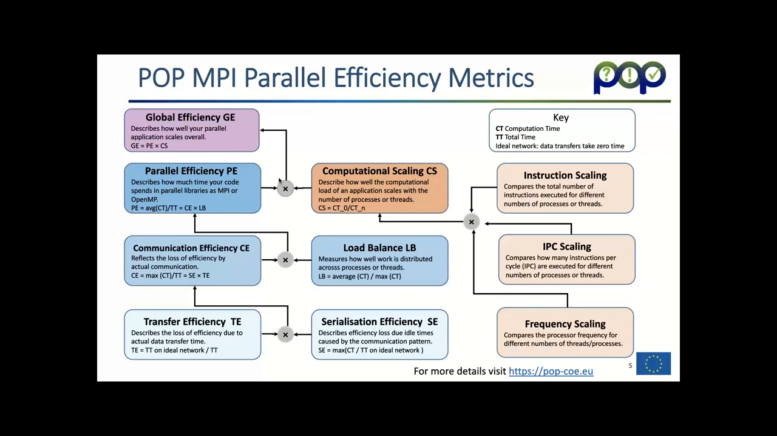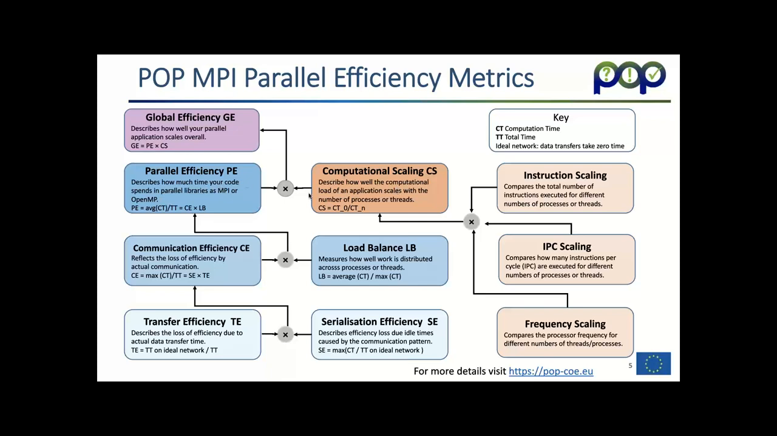And the other contribution to global efficiency is computational scaling, which measures, if you decompose your problem across different processes, how much additional computation do you have to do? So this would be, for example, related to the classical Amdahl scalability. It's not exactly Amdahl, but it's related to that.